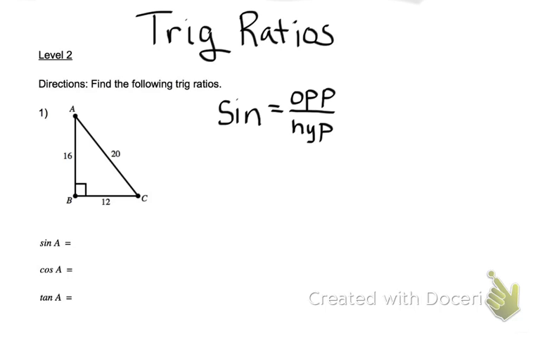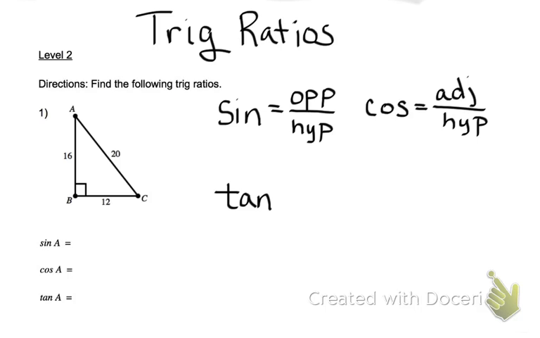Then in SOHCAHTOA we have cosine, and we have the CAH part, which is adjacent over hypotenuse. Last one is tangent, the TOA part. So we have tangent, and then it's opposite over adjacent.